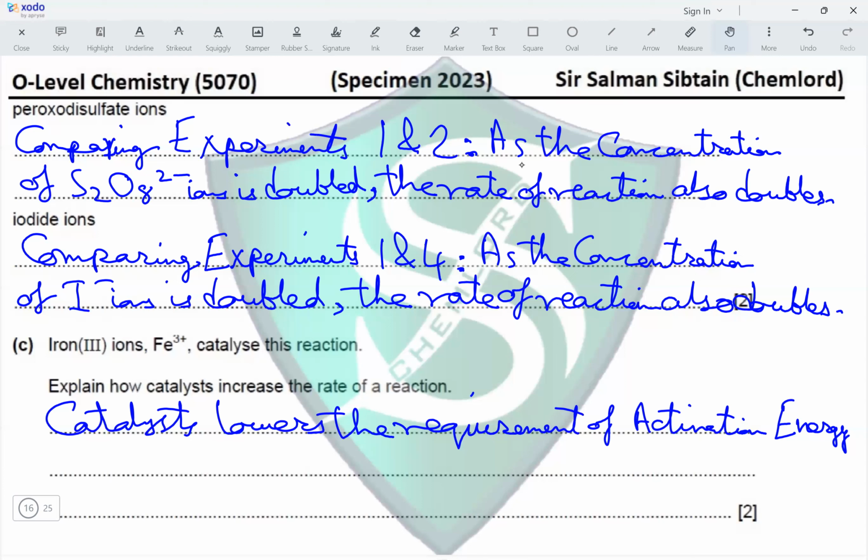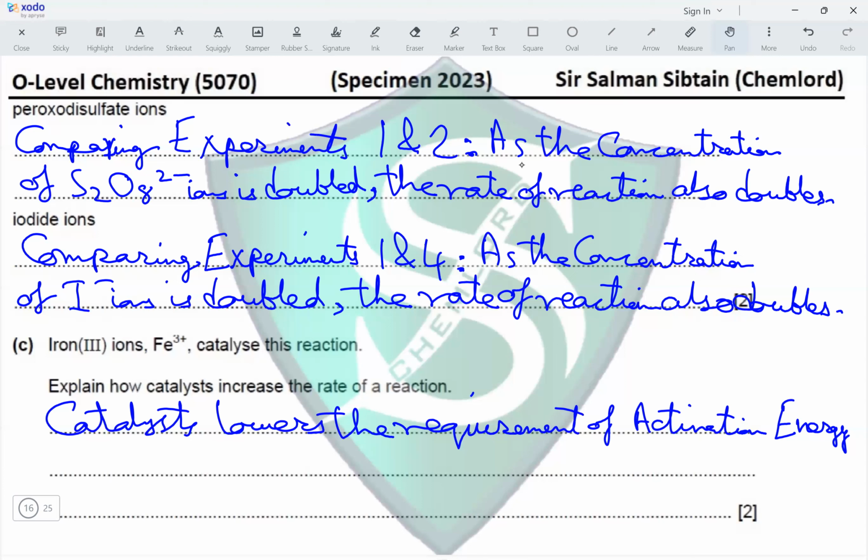Why? Because by lowering the activation energy, the number of particles that have energy equal to or greater than the activation energies have increased. And when the particles with increased energy will collide with each other, they would result in successful collisions taking place. So we will continue our statement.